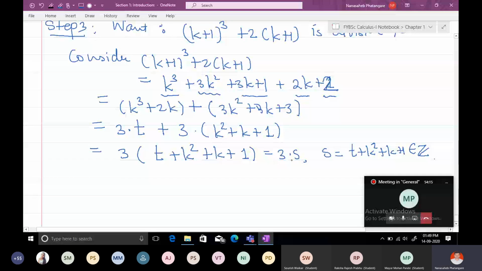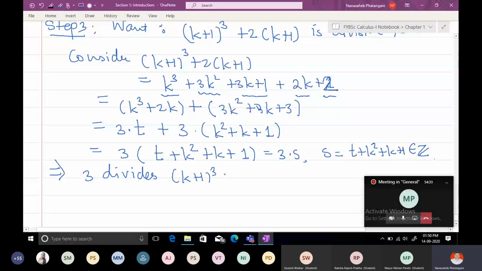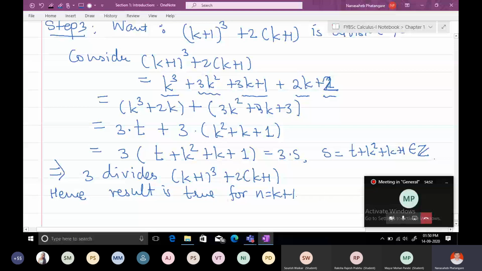So therefore, can I say that 3 is a factor of the right hand side, therefore 3 is a factor of the left hand side, and therefore 3 divides (k plus 1) cube plus 2 times (k plus 1), right? Hence, the result is true for n equal to k plus 1, and therefore from k to k plus 1 we are able to prove it. And what is our final conclusion?